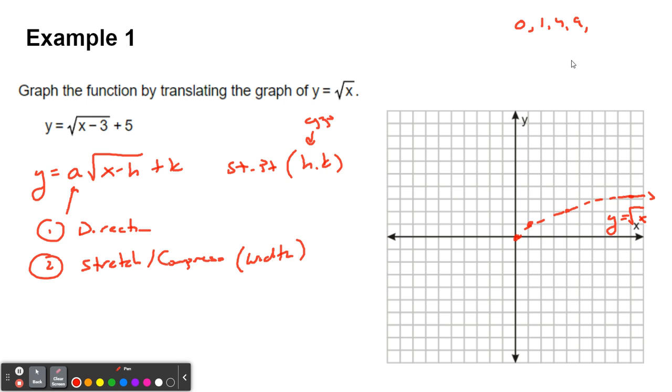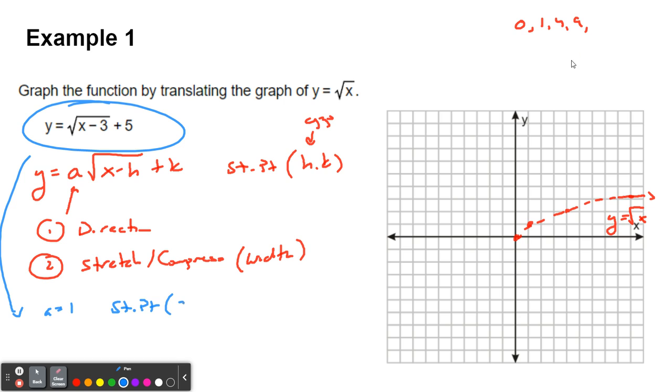Okay, so back to my original problem here: y equals the square root of x minus 3 plus 5. Notice there's no a value, so my a value is a 1. So that's good, there's no change in stretch or shrink. But I do have an h and a k. My h is minus 3. Take the opposite, so my starting point is at 3. And then my k is a plus 5, and you use that.